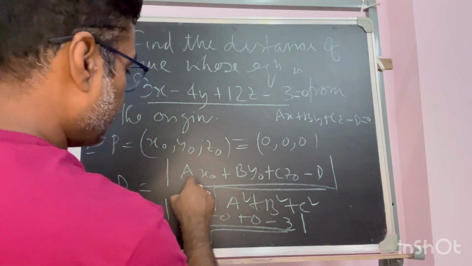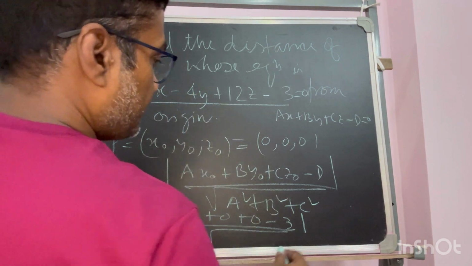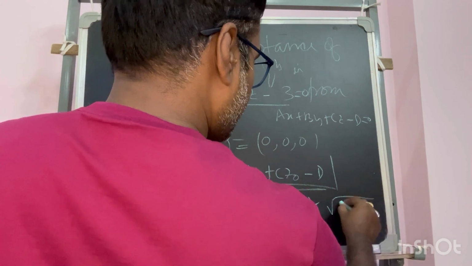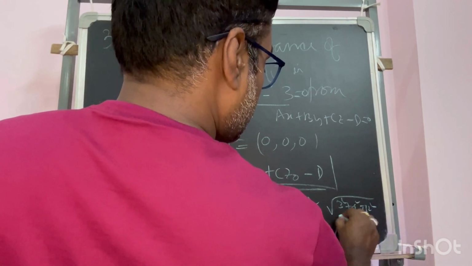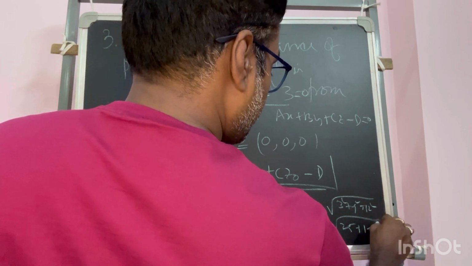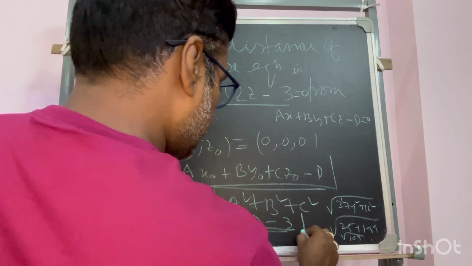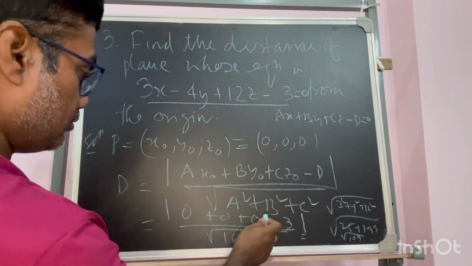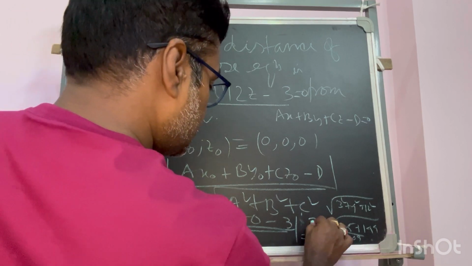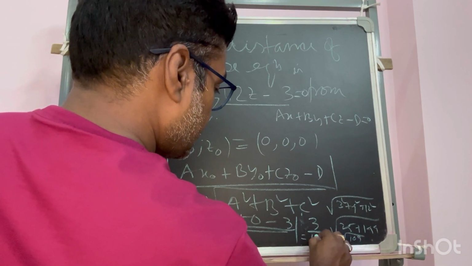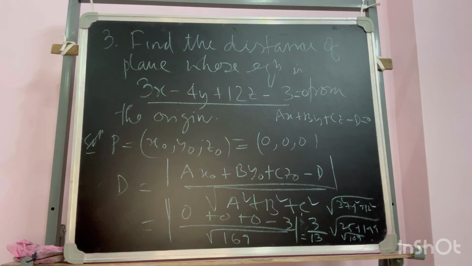So then a square, b square, c square means 3 square plus 4 square plus 12 square. So ultimately 9 plus 16 plus 144, that means 169, and the square root is equal to 13. So as we will not consider any negative sign, only the distance will count. So this will be 3 by 13. So this will be the distance between the two. Okay.